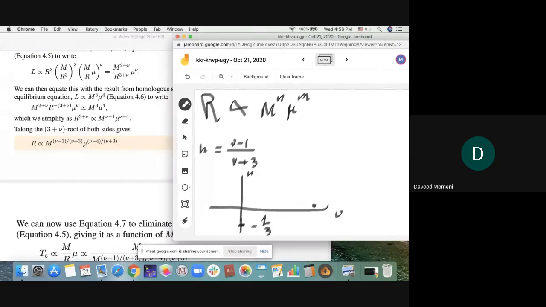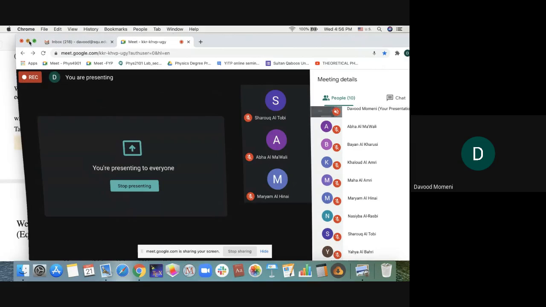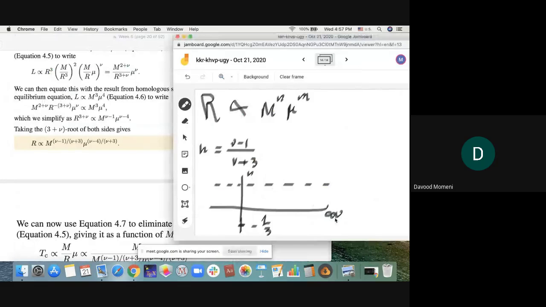When nu is very large, what happens to these functions? What is the n for large nu? Bayan, what is the limit of n when nu is very large? Don't say maybe, the limit comes as a number. When nu is infinity, what will be n? It will be 1.